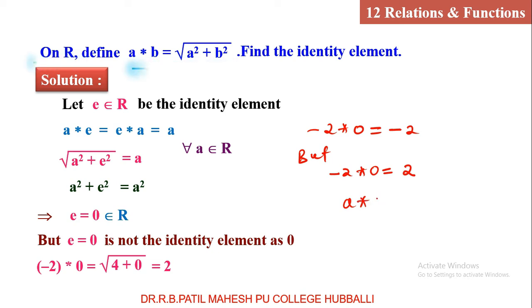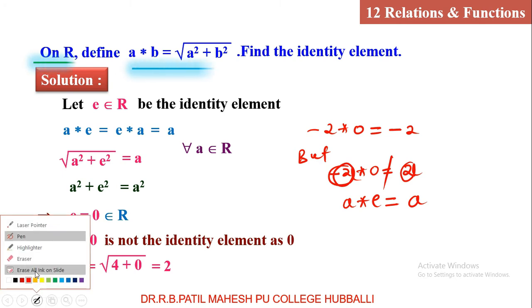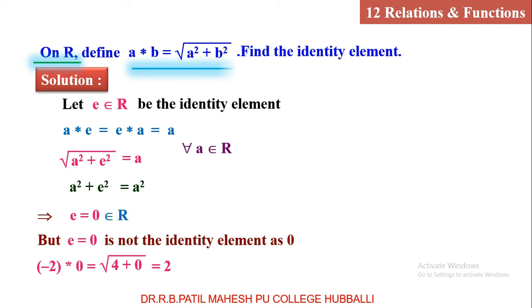What is the definition of identity element? A star E should be A itself. This is A if I say, then this is not going to be A, and I say this is not equal to A, and hence this is not going to satisfy the definition of identity element. Hence directly write identity element does not exist for this operation.